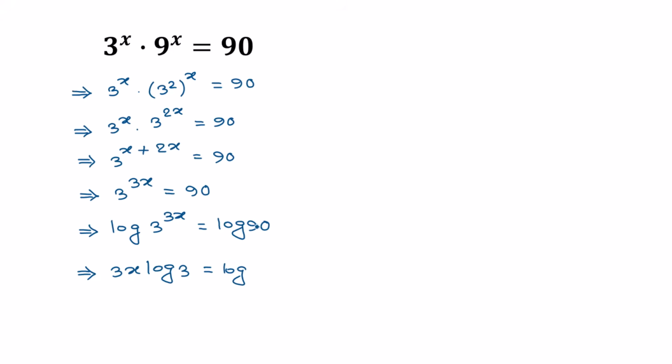We can write 90 as 9 times 10. So 9 is 3 squared, this is 9 times 10, and 10 can be written as 2 times 5. So the prime factorization of 90 is 3 squared times 2 times 5.